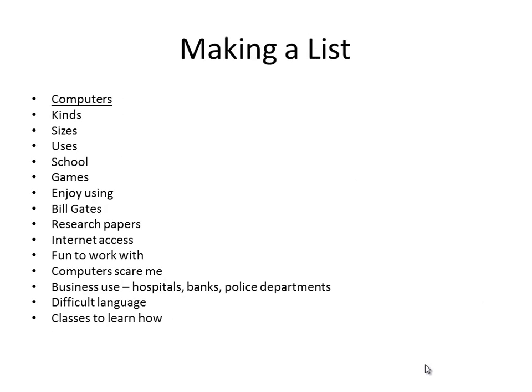One of the next types of pre-writes is, of course, making a list. It uses the bullet points. So, computers. I'm going to write down all the bullet points I can about everything I know about computers. Well, there are different kinds of computers. There are different sizes, uses, school, games, enjoy using. So maybe some people enjoy using the computer. Bill Gates is something I know about computers. How about Steve Jobs? Research papers, internet access.